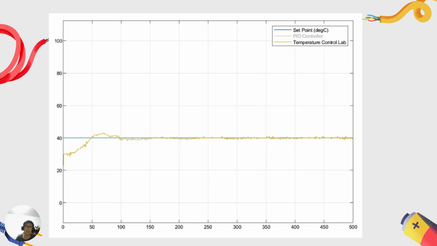And on the graph, we see that the overshoot is a lot smaller than in the real system, and the settling time is also faster. The variations are very small, they are less than 1.5 degrees.